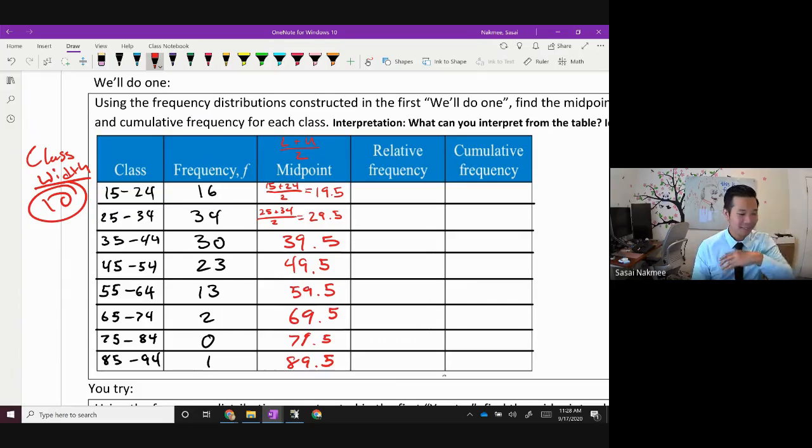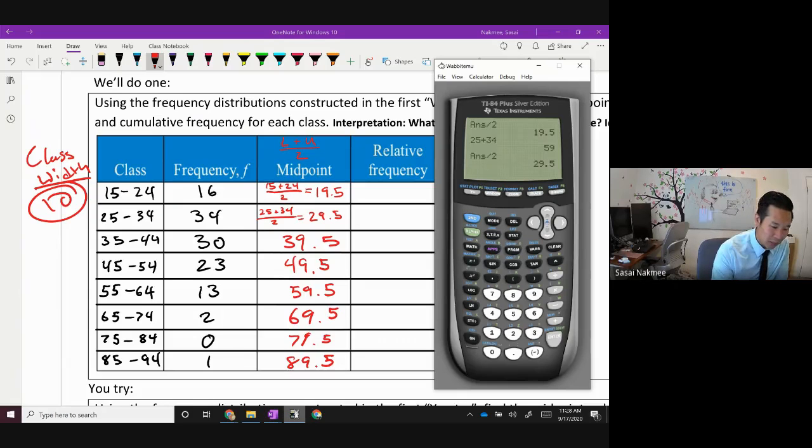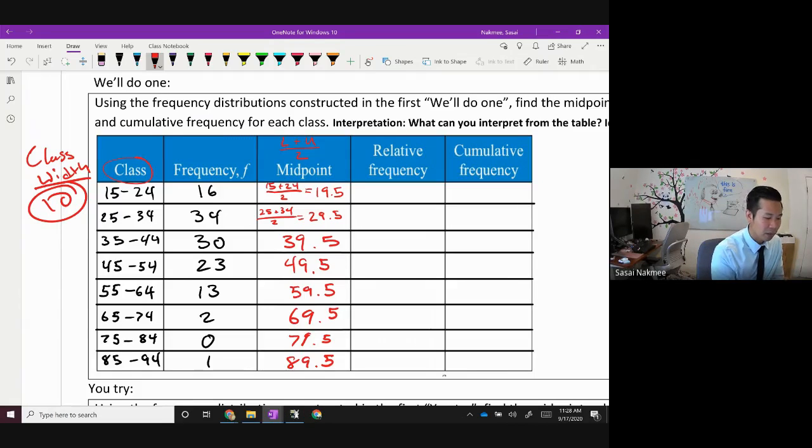They're all done. And again, if you don't want to do that shortcut, you don't have to. You can use your calculator and add the class limits, the upper limit and the lower limit. So I can do 35 plus 44, and then divide that by 2. See, I get the same answer. And that's all your midpoints are. They're just the number that's exactly in the middle of your class.